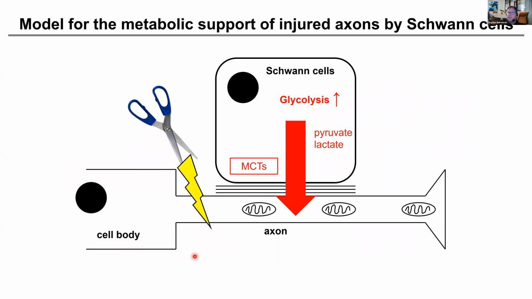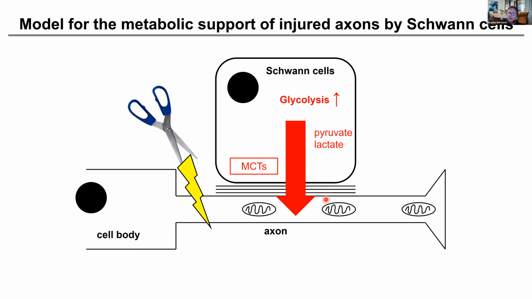So this led us now to propose the following model, suggesting that Schwann cells strongly upregulate the production of glycolytic end products, so pyruvate and lactate, through glycolysis upon nerve injury, so before axons degenerate, because they need more energy because they are injured. And these energetic substrates are then shuttled, brought into axons through monocarboxylate transporters expressed in Schwann cells, and are then metabolized in axons for compensatory energy production to stabilize distressed axons.